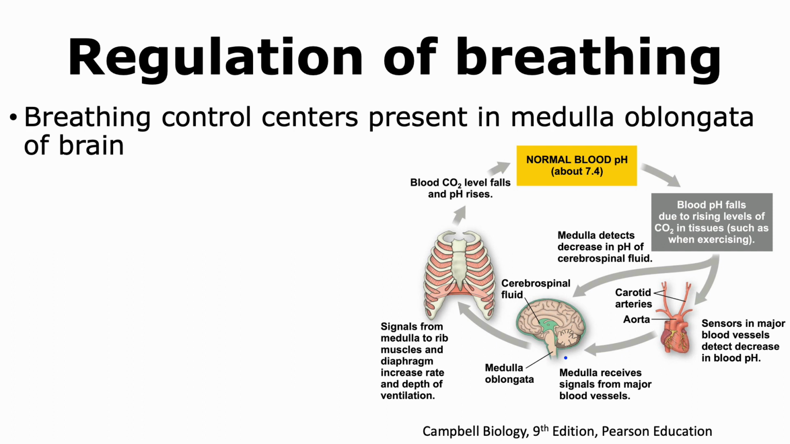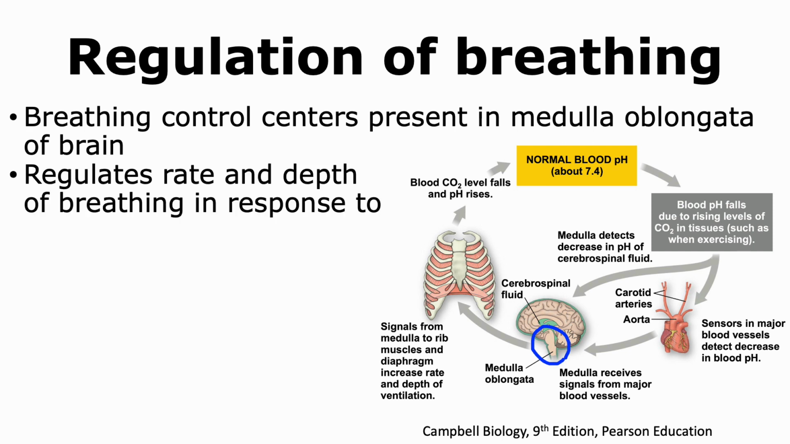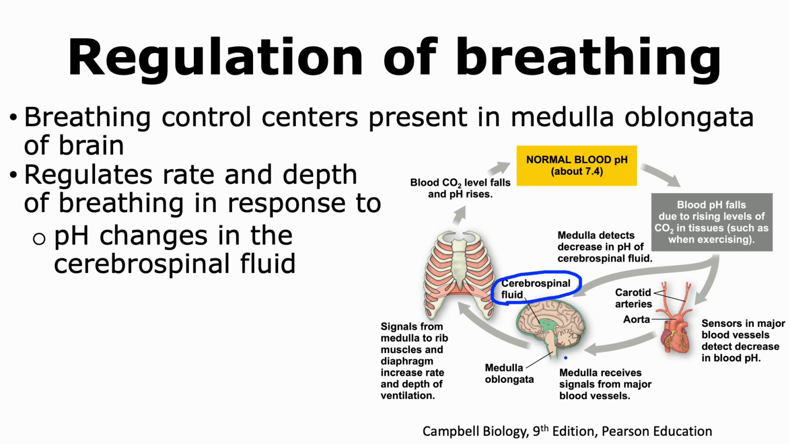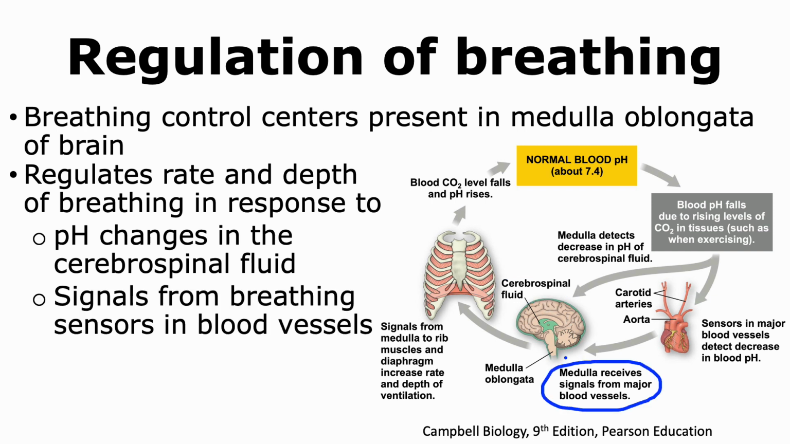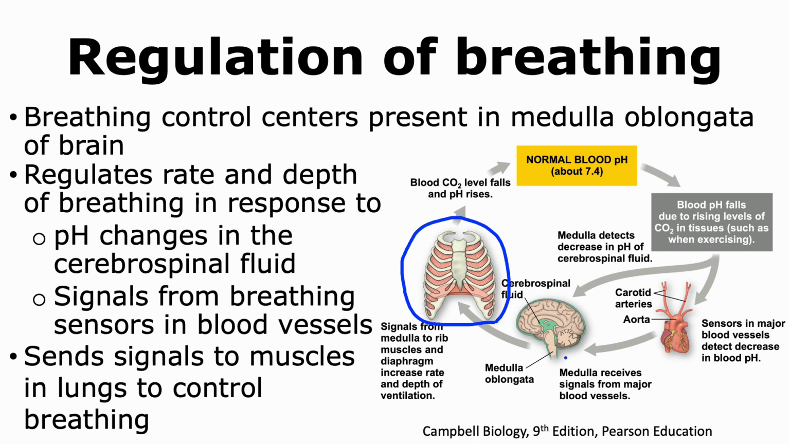Different aspects of respiration are controlled by the medulla oblongata in the brain. The medulla oblongata can regulate the rate as well as the depth of breathing, and it is able to do so in response to different factors, like changes of pH in the cerebrospinal fluid in its vicinity, or signals from different breathing sensors present in blood vessels. Depending on the kind of signals it gets, it is able to signal the muscles in the lungs in order to control the breathing. Thus, the medulla oblongata is able to regulate not only the rate, but also the depth of breathing.